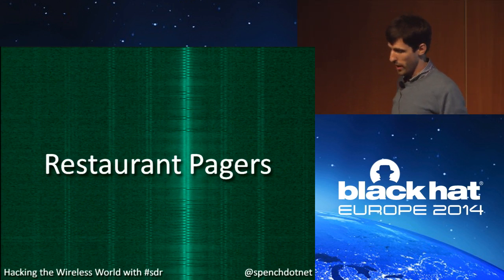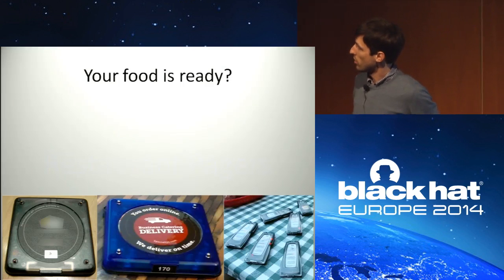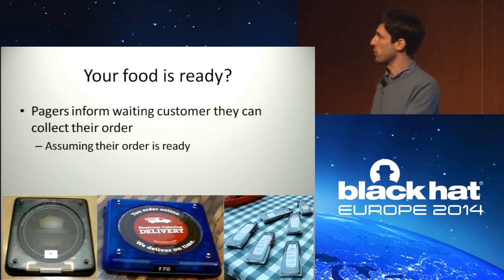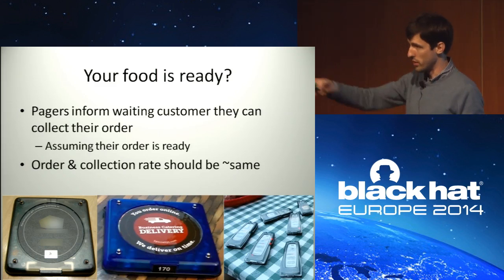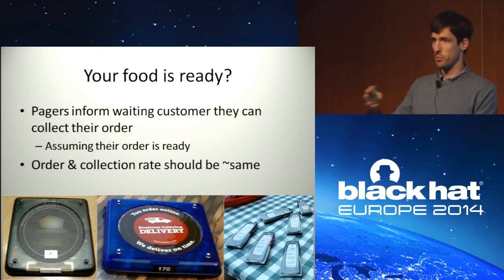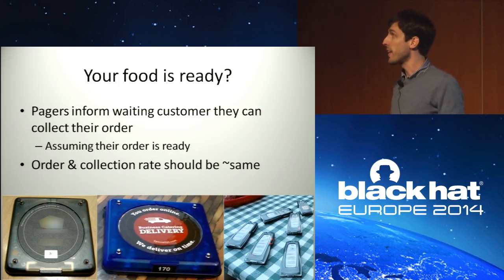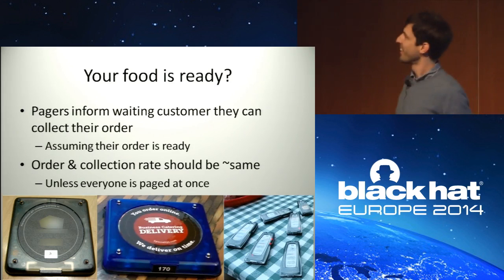So the first thing I want to look at is restaurant pagers. And you probably all know these. You go to a restaurant, you place your order, you're given the little disc that will light up when your order is ready. Then you go and collect it. So if you consider that the order and the collection rate from the kitchen should be around about the same, unless, of course, somehow they all happen to go off at the same time.